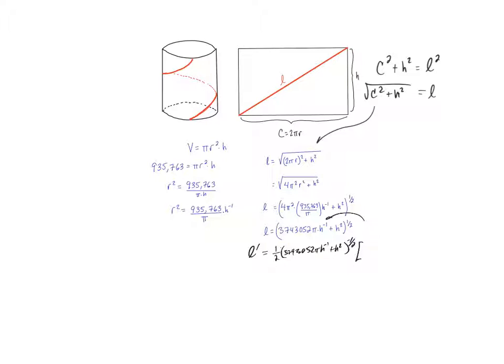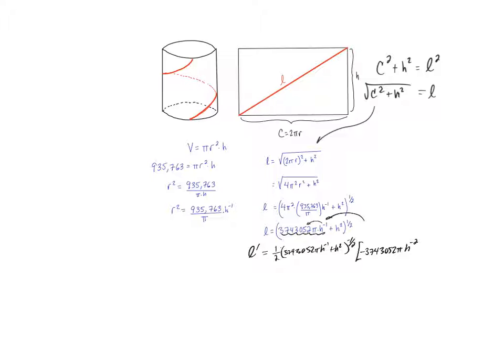So the derivative of what's inside is the derivative of this thing, where I take that negative 1 down in front and multiply it by that. So negative 3743052 pi. H, drop the power by 1, so h to the negative 2.